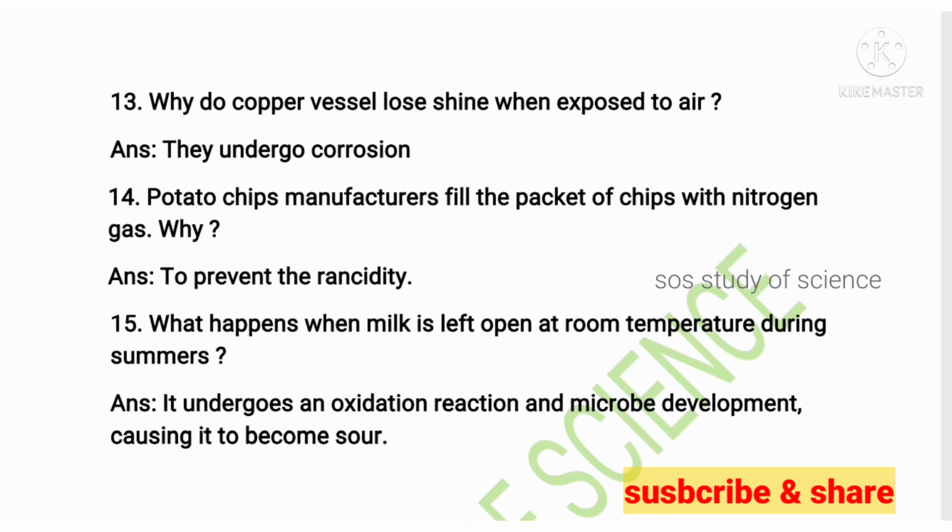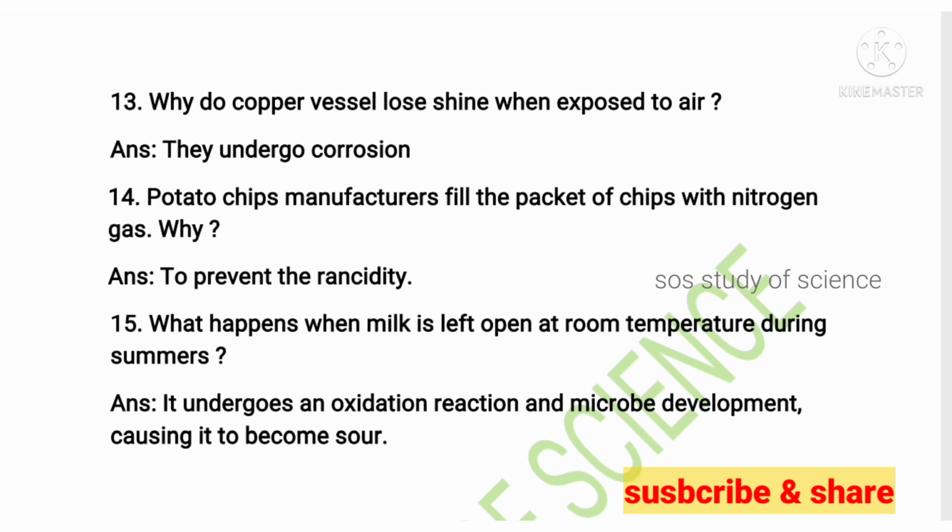Then, why do copper vessels lose their shine when exposed to air? They have also given a topic called corrosion in your textbook. Corrosion is nothing but the metal's surface getting damaged. So when copper loses its shine on exposure to air, it is because it is undergoing corrosion.